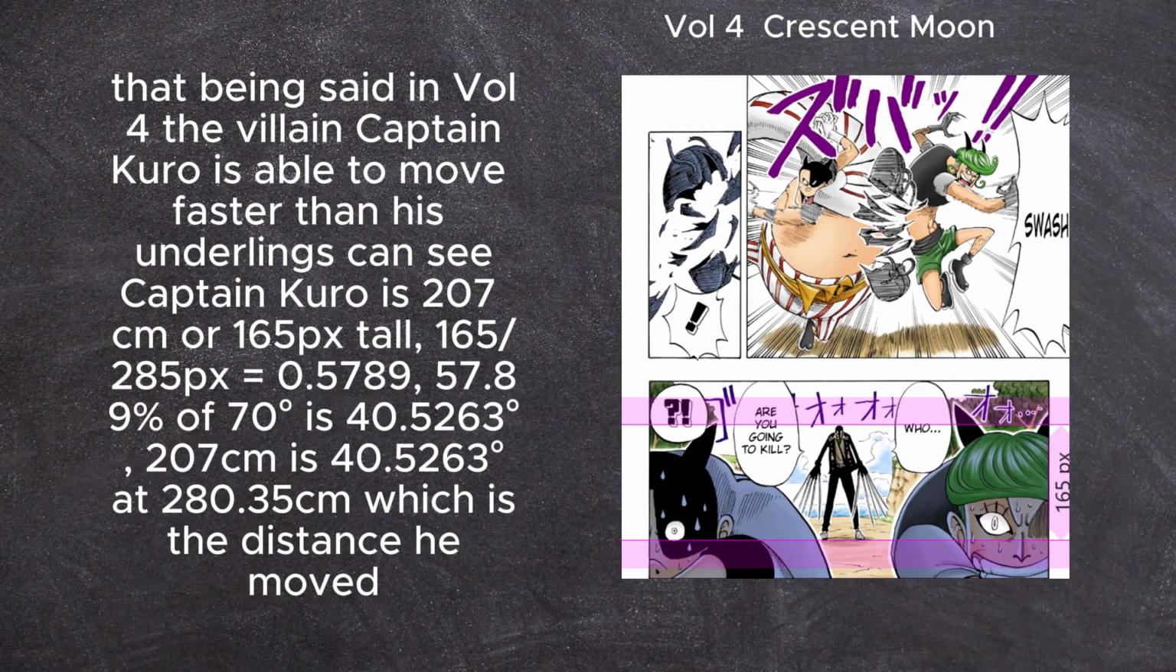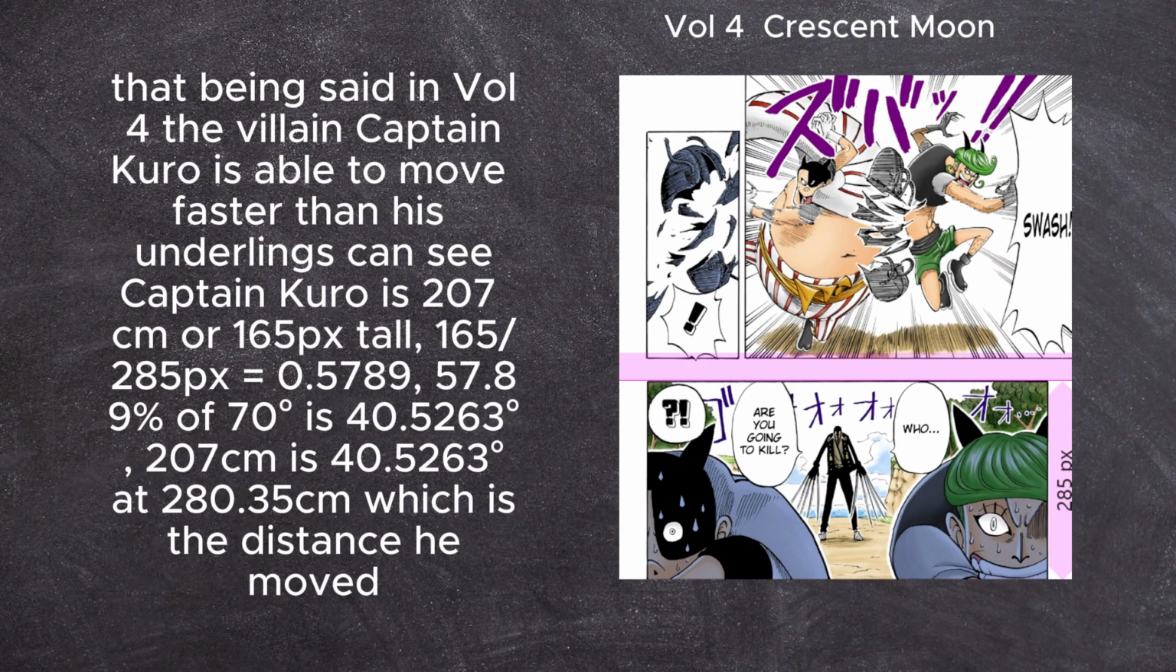You can find more content for Volume 3 and extra content for Volume 4 on our website. That being said, in Volume 4 the villain Captain Kuro is able to move faster than his underlings can see. Captain Kuro is 207 centimeters or 165 px tall. 165/285 px equals 0.5789. 57.89% of 70 degrees is 40.5263 degrees. 207 centimeters is 40.5263 degrees at 280.35 centimeters, which is the distance he moved.